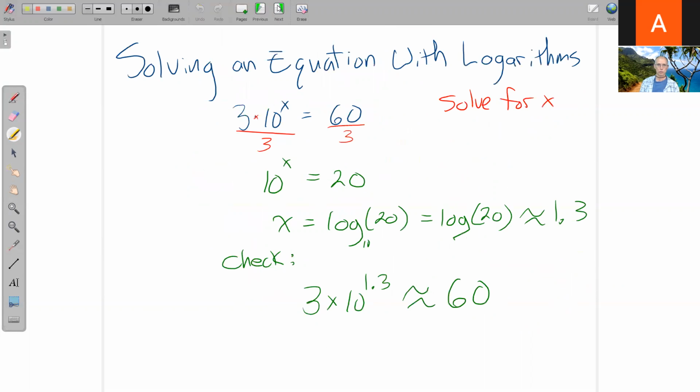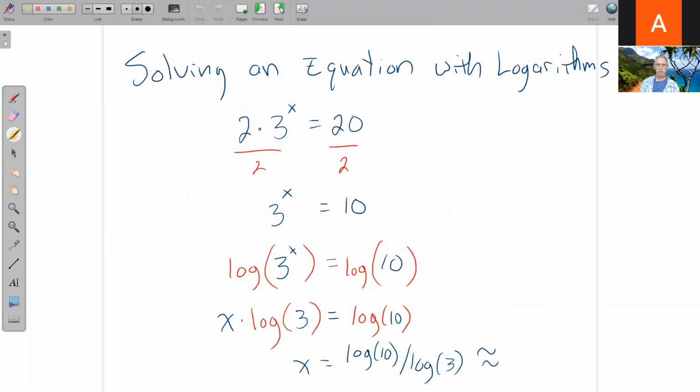All right, here we go. Let's suppose I have a slightly different problem: 2 times 3 to the power x equals 20. To solve this, the first thing I would do is divide by 2. 2 divided by 2 is 1. 1 times 3^x is just 3^x. On the other side, 2 goes into 20 10 times. Then I apply that strategy I went over a minute ago, where I'm going to take the log of each side.